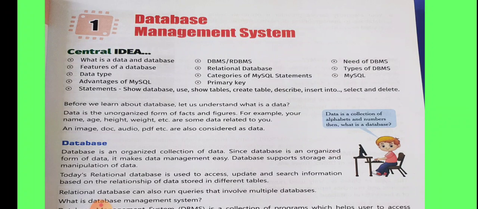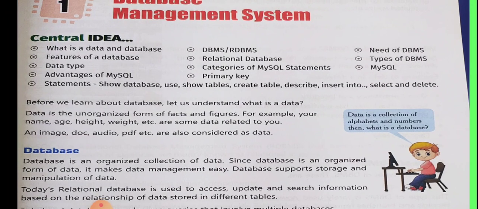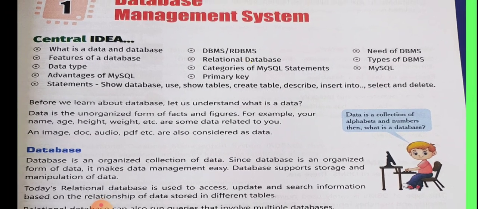So, the first thing is what is a database, or before database, we need to know what is data. Data is a collection of alphabets or numbers, or we can consider data as raw facts. Your age, your name, your height, etc. is data. Any image, document, audio file or PDF, etc. is data. And what is a database?